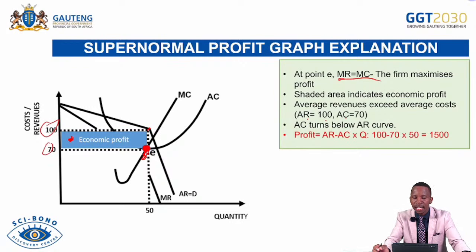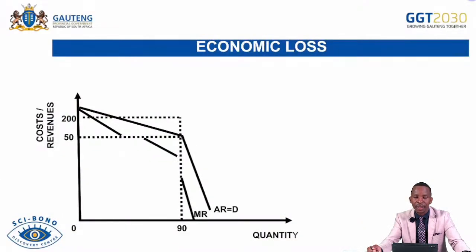So the profit is calculated as profit equal to average revenue minus average cost times the quantity, which will be 100 minus 70 times 50, which will give us 1,500. The firm is enjoying the supernormal profit under the oligopoly because its revenues are more than its cost of doing the business. And then this will be indicating economic loss because conditions have been explained.